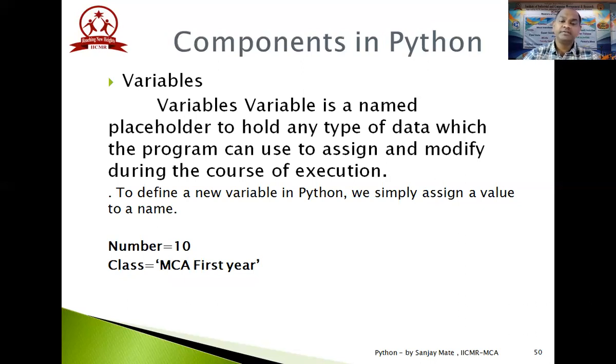So how can we create a variable? You can directly write number is equal to 10. There is no need to write the data type; you will get a variable of that type. Class is equal to MCA first year. Here you are assigning a string to the class variable, and we are assigning 10 as a number to the number variable. So we do not need the data type. You write the variable name and the value is assigned directly. This is called dynamic typing.